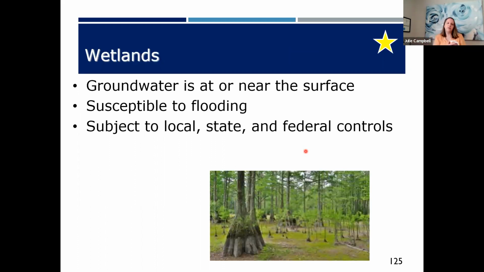Another public land use control area is known as wetlands. With these areas, the groundwater is just close to the surface, so it's susceptible to flooding. The water's already there. We tend to see these more down east, the further east we go. But there's just various controls. They're highly regulated, to help protect the land, and help protect critters that live in the land.